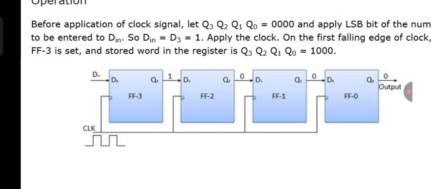Now apply the clock. At the first falling edge of the clock, F3 is set and stores the bit, so at the output of the register Q3 equals 1, and the remaining outputs are 0, 0, 0. Therefore the serial output is 0.